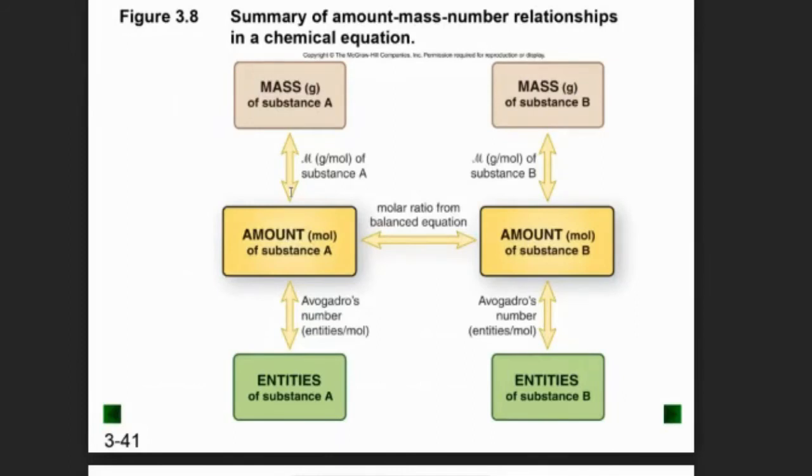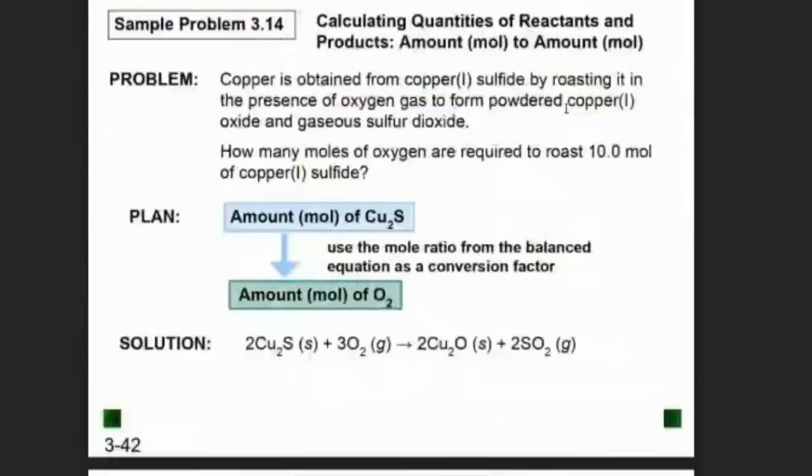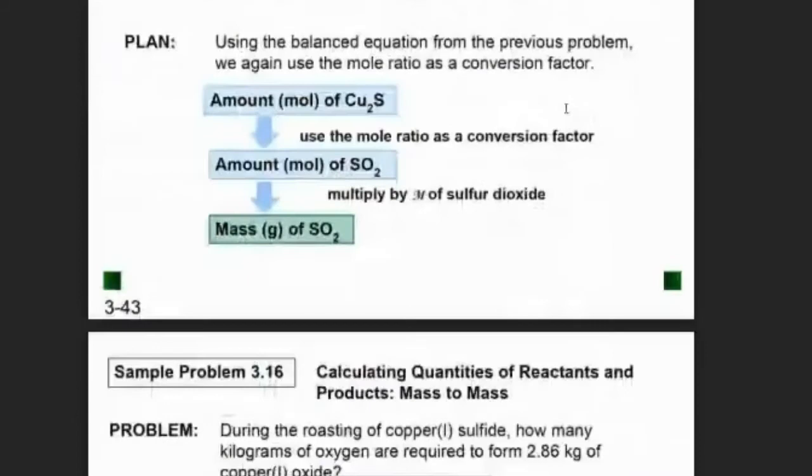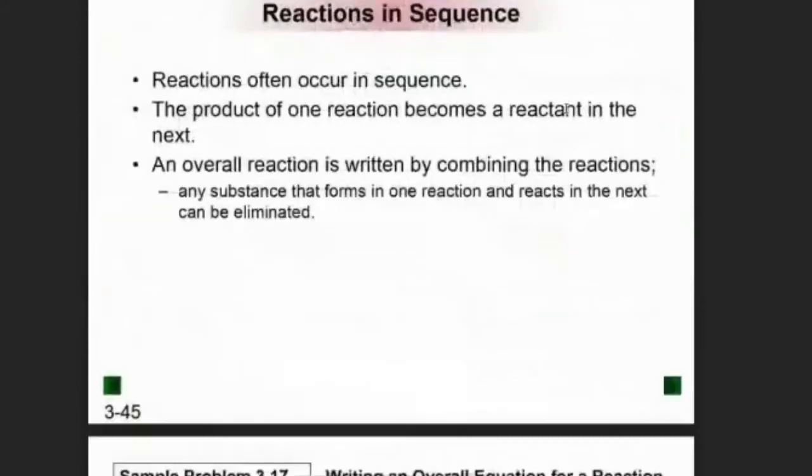We can do amount, mass, number relationships, which you've kind of already seen, right? But we have in the middle there a mole ratio. This is the molar ratio from the balanced equation. So we can go from the mass of substance A into its amount, and then use a mole ratio to switch it from substance A into substance B and then pop it back into the mass. And we will do this together.